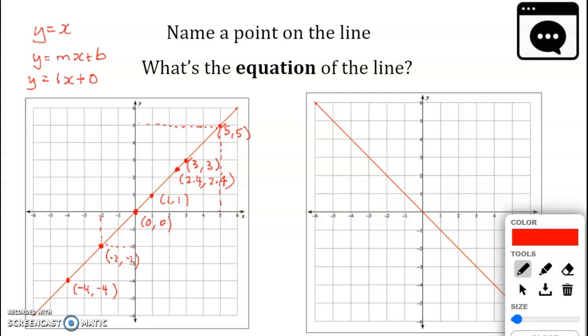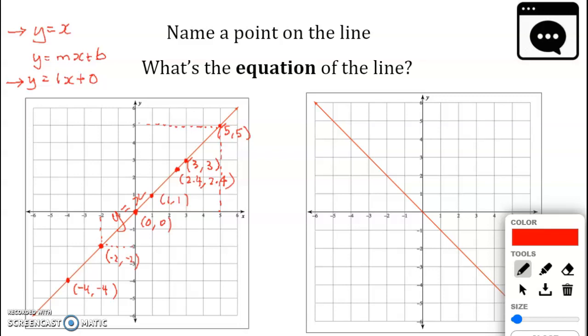So this and this are really identical equations. Again, this is the equation y = x. That will be the equation, and that makes sense because the x and y values are always going to be equal.